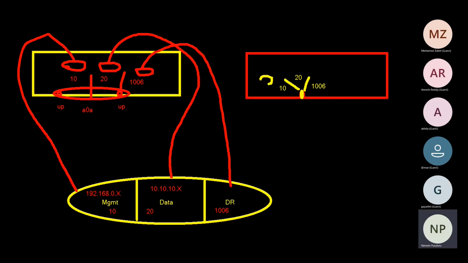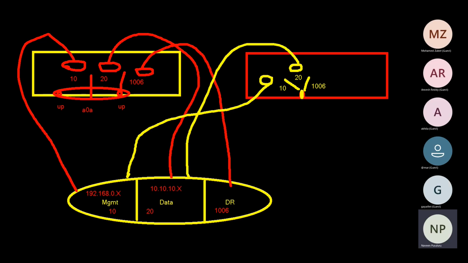On top of this VLAN, I'll configure a LIF. It will connect to management. On top of this VLAN, I'll configure a LIF. It will connect to data. On top of this VLAN, I will configure a LIF. It will connect to DR, like that.